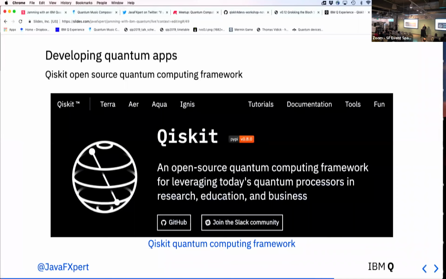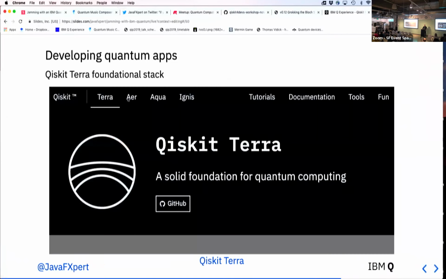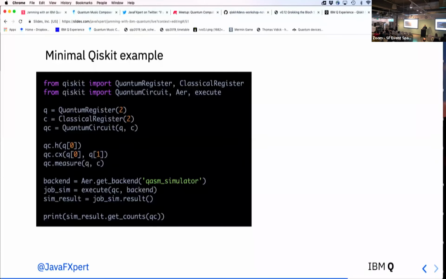And if you want to develop quantum apps, then you could use the Qiskit framework. That's at Qiskit.org. And there are different layers of that framework. One is called Terra, which is the foundational layer. It has the gates and the circuits and all these registers and things like that that I've talked about. And this is an example. If you wrote using that framework, then this is some example code.